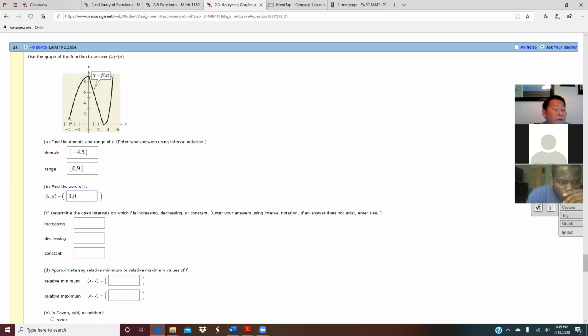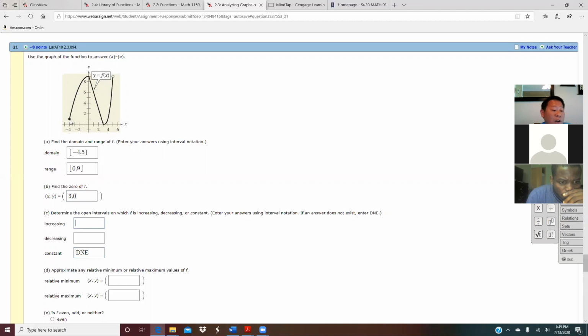Again, 0 means x-intercept. Next, increasing, decreasing, constant. If you read this graph left to right, this graph is going up, so it's increasing. Then this is going down, decreasing, and this is increasing. I just want to point out that for all increasing, decreasing, constant functions, you have to use parentheses. Since there is no constant function, we do D and E.